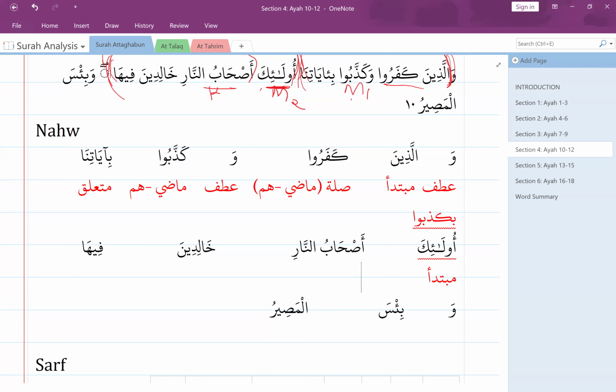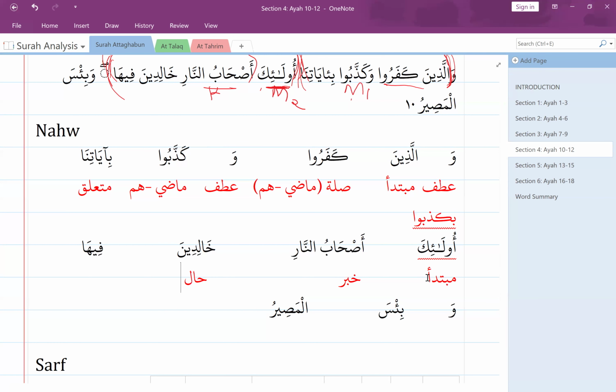Ulaika ashabun nari. So this is muzaf ilay. Khalidina fiha wa bi khalidina fiha. So this is khabar. So this is khabar of ulaika. So of course, this will be the hal. Khalidina will be the hal. Yes. So khalidina is the hal. Is the hal of who? Who is the sahib of the ashabun nar.